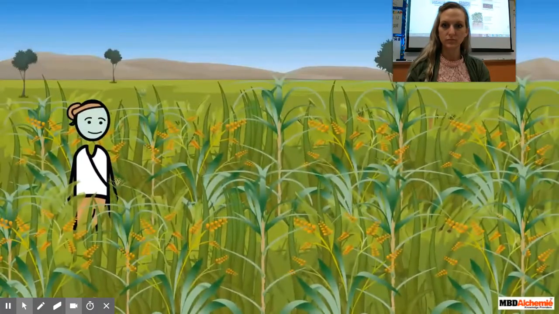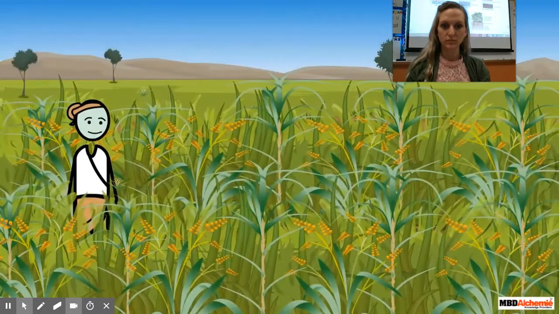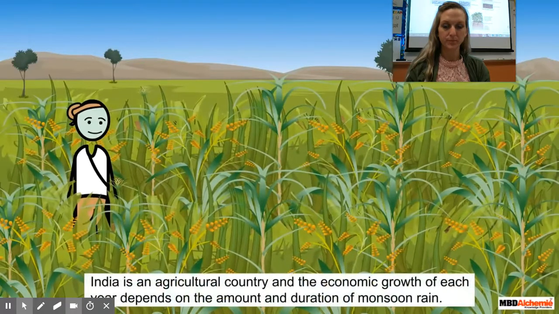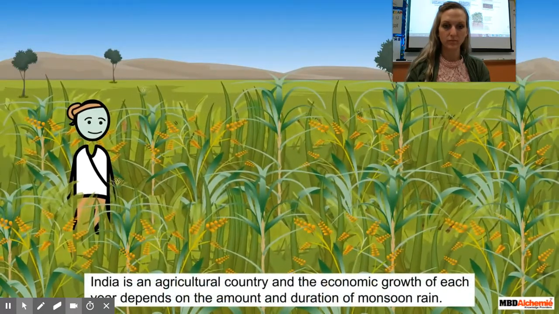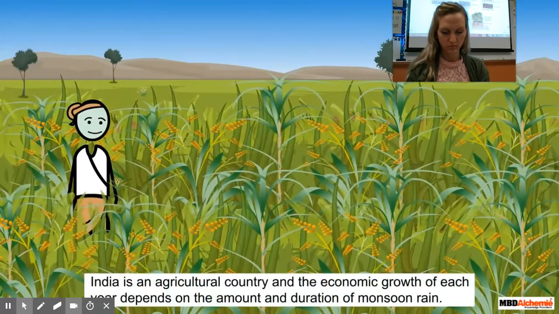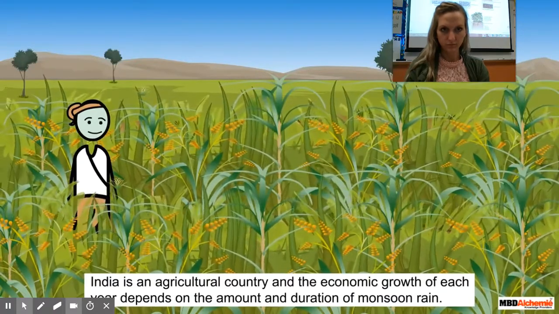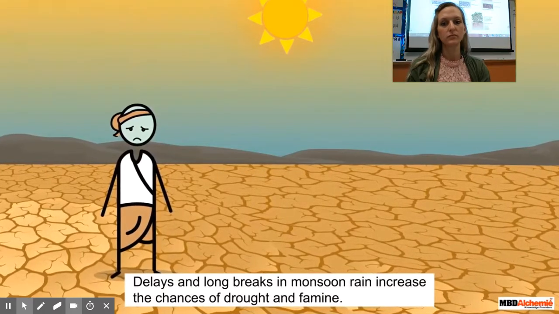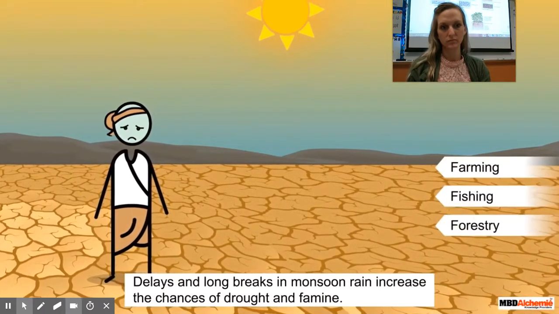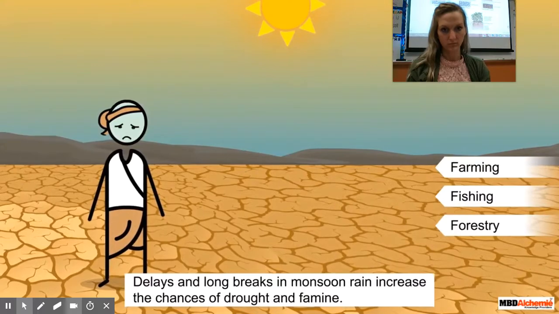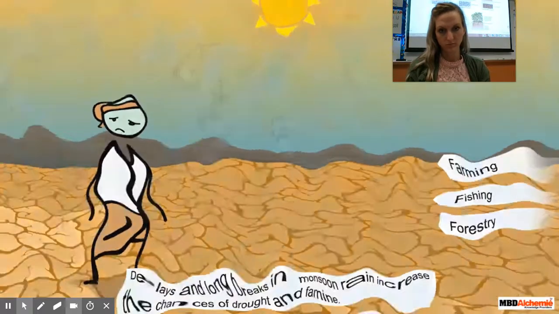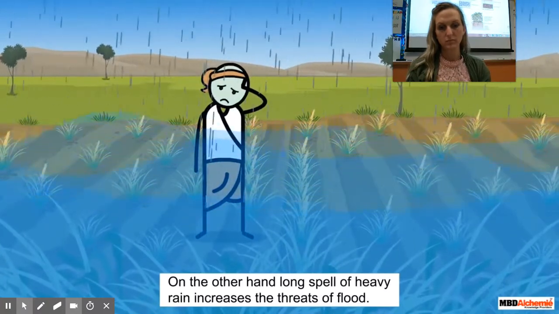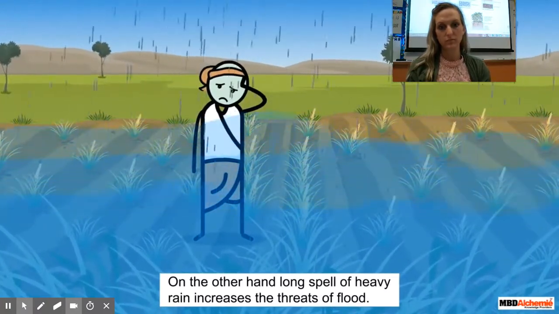The arrival of the monsoon rain in India is the most satisfying and joyous moment for the people of India. This is more because India is an agricultural country and the economic growth of each year depends on the amount and duration of monsoon rain. Delays and long breaks in monsoon rain are dangerous for the basic occupations such as farming, fishing and forestry. This is because chances of drought and famine increase. On the other hand, a long spell of heavy rain may damage standing crops with the increased threats of flood.